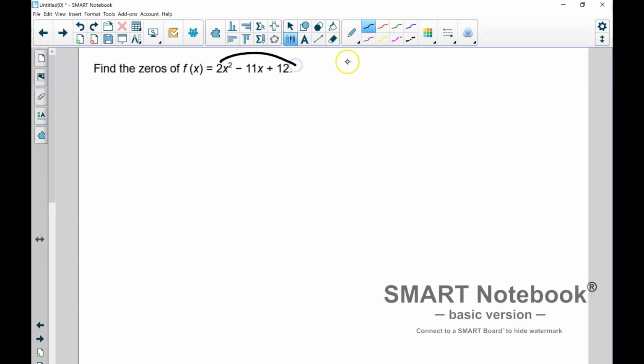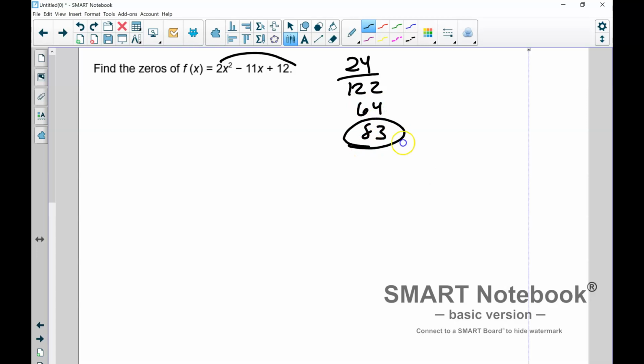So 2 times 12 is 24. I need the factors of 24. They're going to add to give me 11. So 12 and 2, 6 and 4, 8 and 3. That's what I want. So I have 2x squared minus 8x minus 3x plus 12.